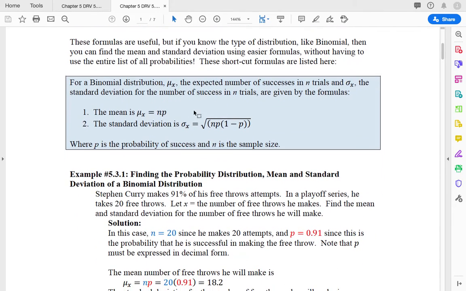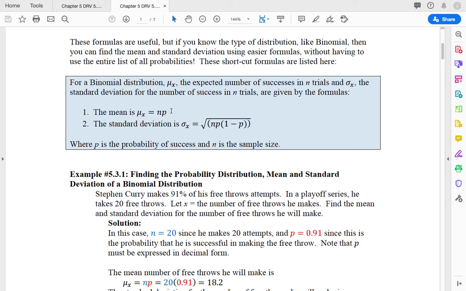But we are so lucky because if it's binomial, then there are shortcuts. For a binomial distribution, the mean of the x values is equal to just n times p, right there. And the standard deviation is the square root of n times p times 1 minus p.